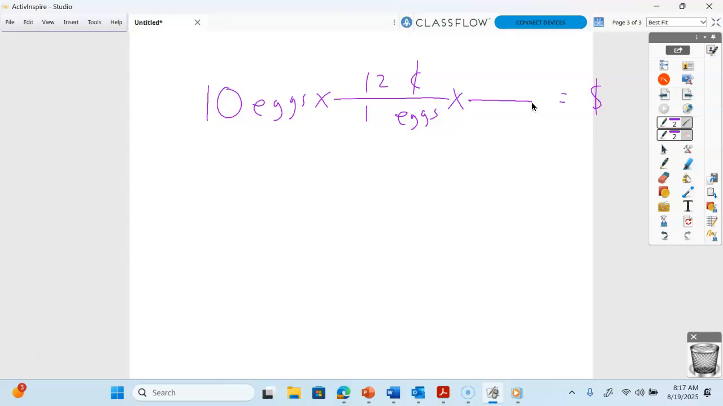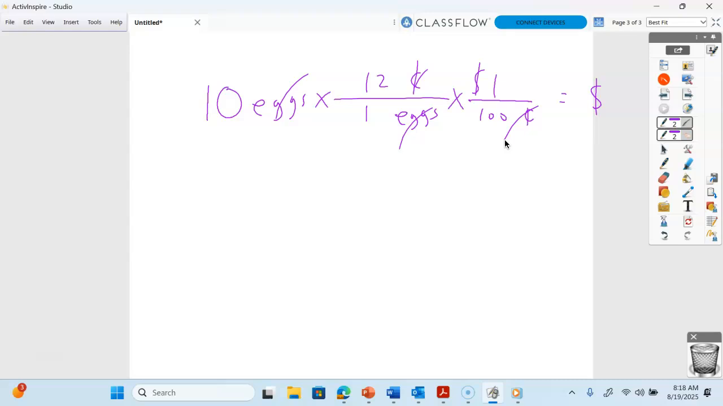Yeah. What is it? $1 is 100 cents. What's going to go on the bottom? Cents. Because I need them to go away. So 100 cents is $1. Yeah? Now notice eggs cancel out, cents cancel out, and all you're left with is dollars, right?